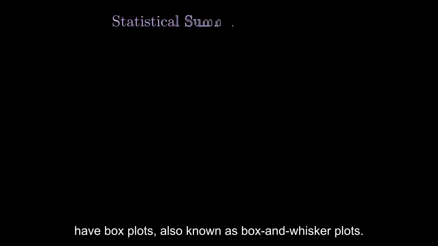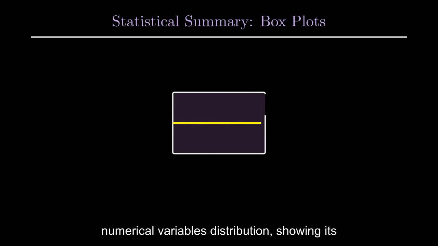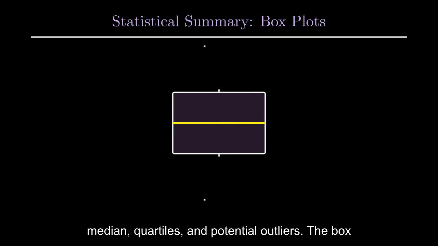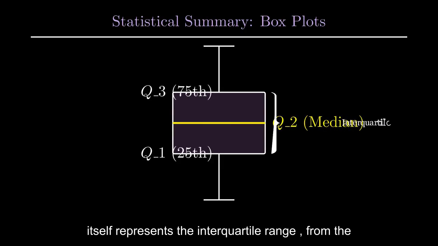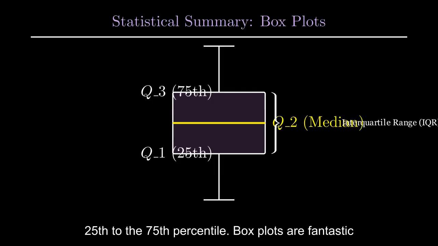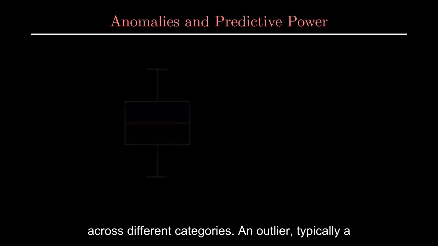Next up, we have box plots, also known as box and whisker plots. These provide a concise statistical summary of a numerical variable's distribution, showing its median, quartiles, and potential outliers. The box itself represents the interquartile range, from the 25th to the 75th percentile. Box plots are fantastic for identifying outliers and comparing distributions across different categories.